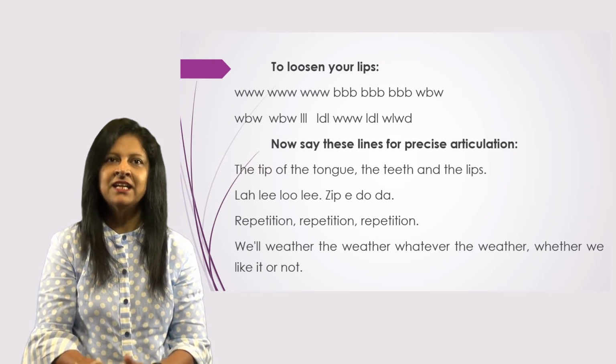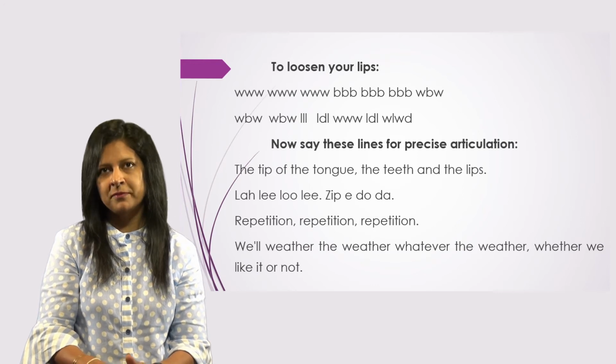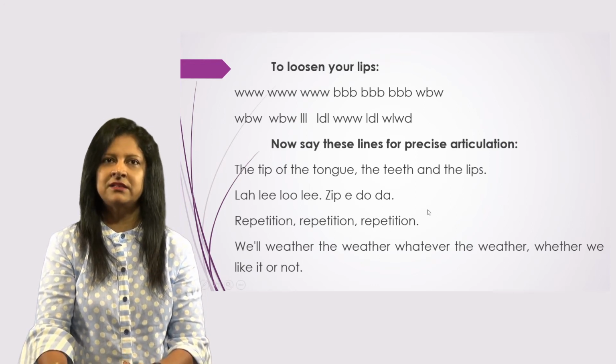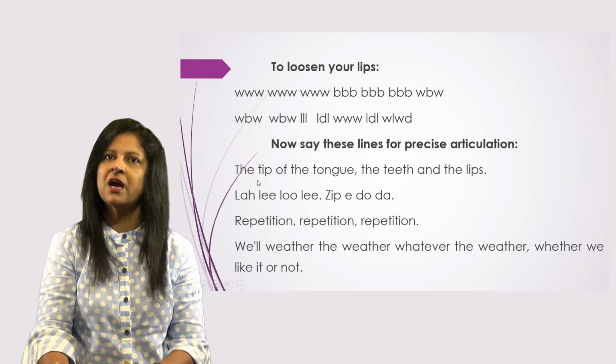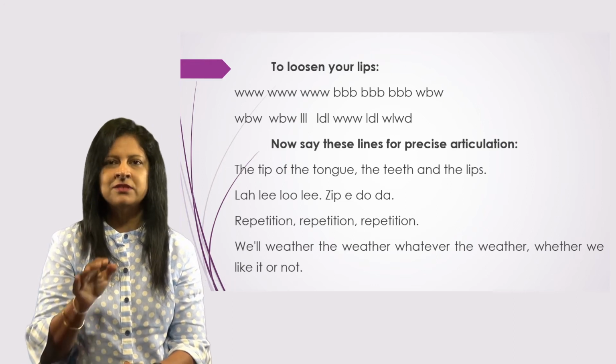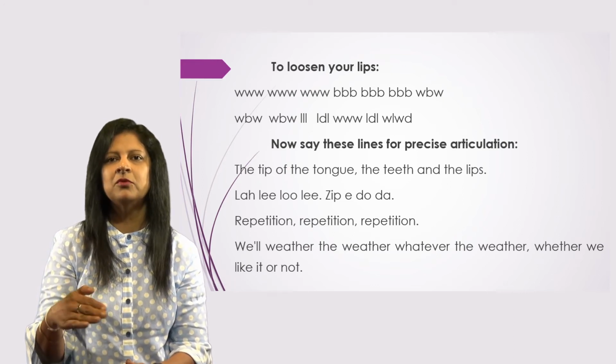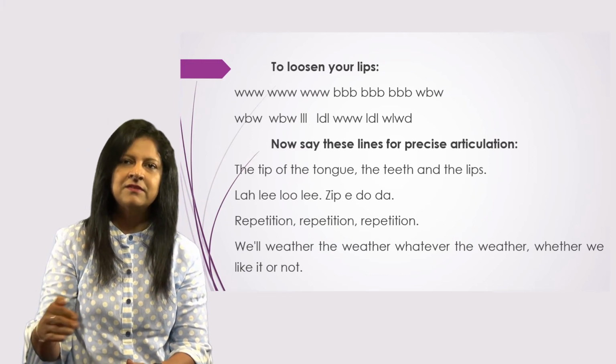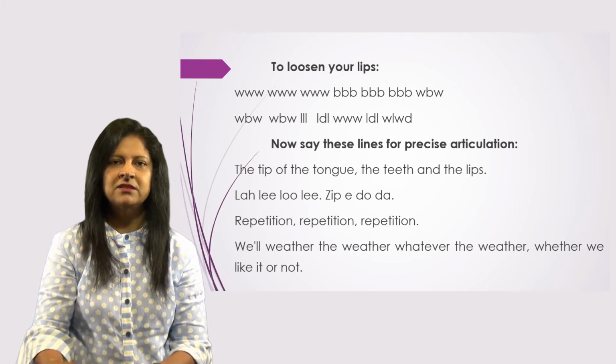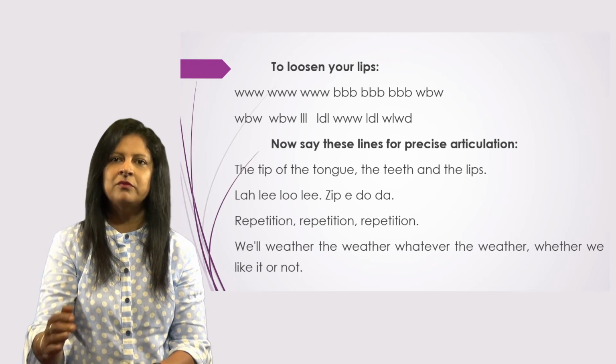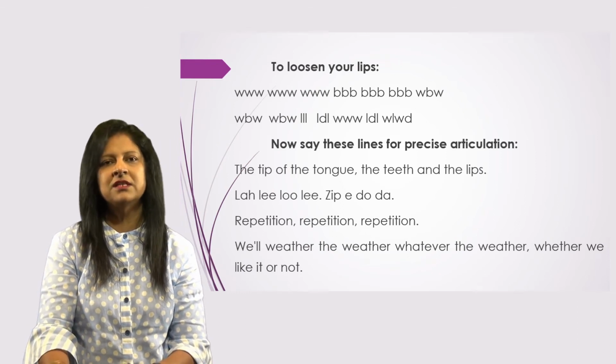The other thing is, now you say these lines for precise articulation like this. You can see the tip of the tongue, the teeth and the lips. Try to start and go a bit faster, and see whether you can pronounce them. Then you will know whether you have the ability to pronounce in a proper manner.